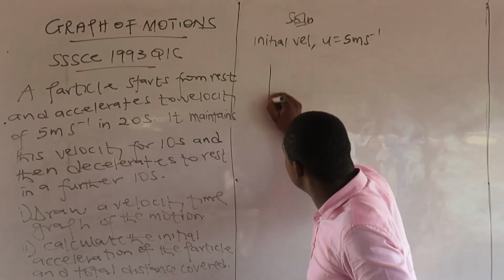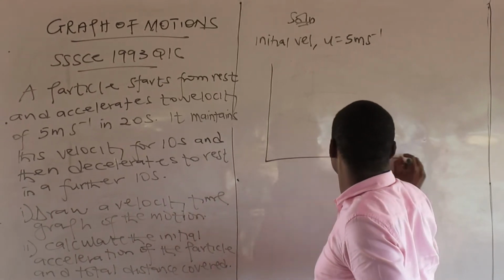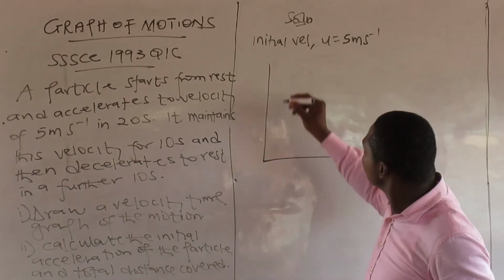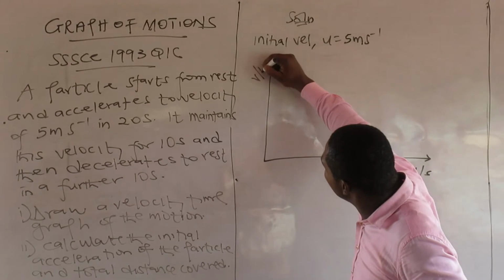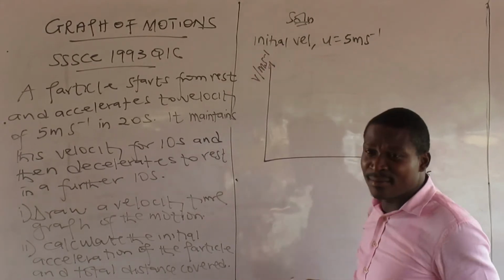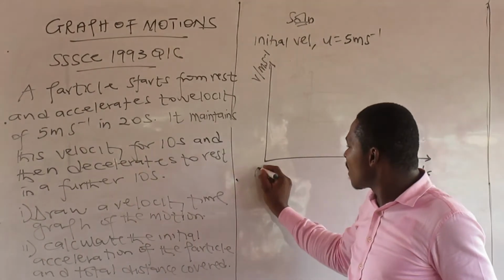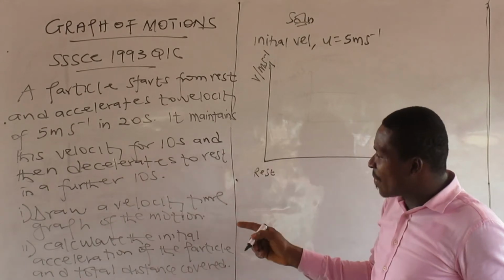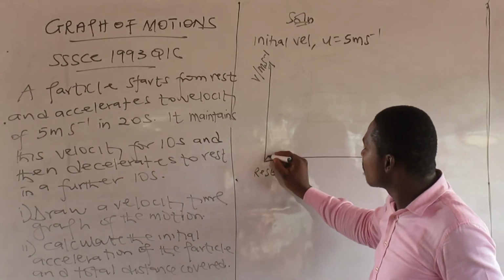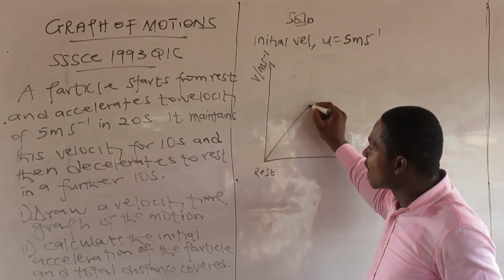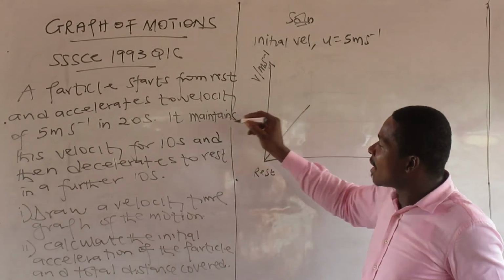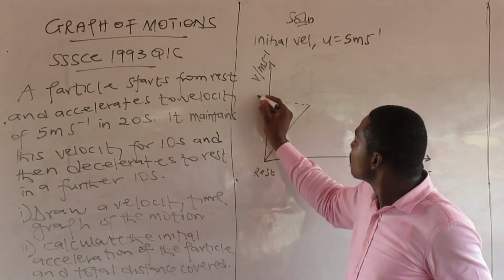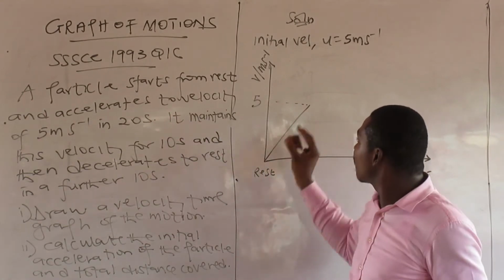So that is velocity against what? Time. That is time in seconds. Can you see that? There is velocity in meter per second. A particle starts from rest. This is rest. That's 0, right? So a particle starts from rest this way, and accelerates to a velocity of 5. So this can be the velocity, 5, right?